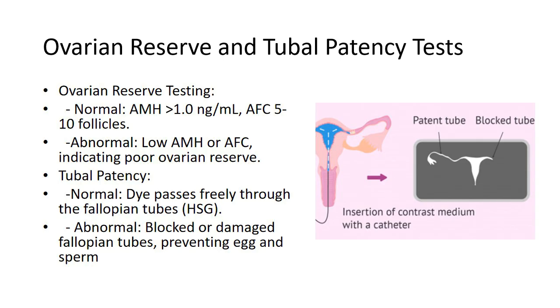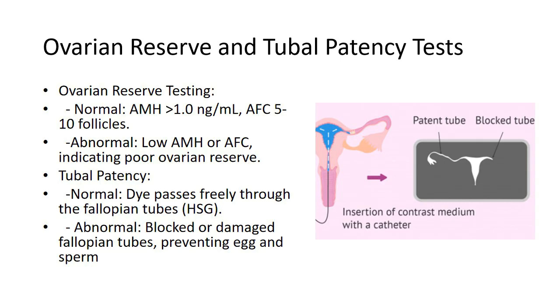Tubal patency and uterine health tests. These tests are used to evaluate whether the fallopian tubes are open and the uterus is healthy enough to support pregnancy. Normal findings. Hysterosalpingography, HSG: dye passes freely through the fallopian tubes, indicating that they are open and unobstructed. Hysteroscopy: uterine cavity is normal with no fibroids, polyps, or adhesions.